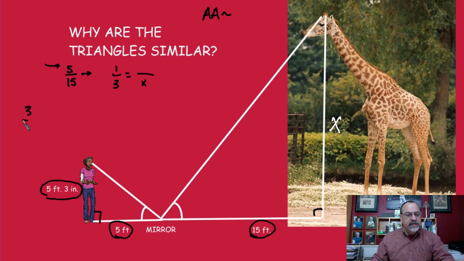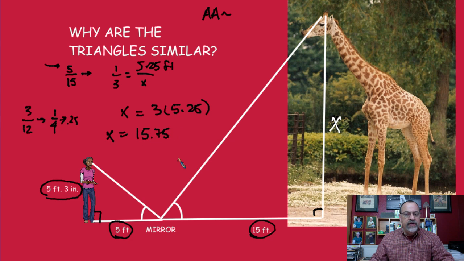So 3 inches out of 12 would give me the decimal equivalent of how many feet those are. So this reduces to 1/4. So this is 1/4 of a foot, and I know that 1/4 as a decimal is 0.25. So this person is 5.25 feet tall. So I can use that. And now the product of the extremes is equal to the product of the means. 3 times 5.25. Okay, and so then I can multiply this out. So 3 times 5 is 15, and 3 times 0.25 is 0.75. So the giraffe is 15.75 feet tall, or 15 3/4 feet tall.